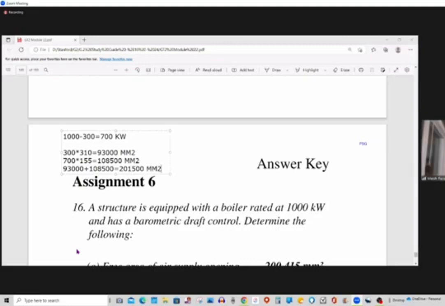What is this one? This one is for the combustion air. Now this one times 10%. It's going to be 20,150. Thank you, sir. This is for ventilation.